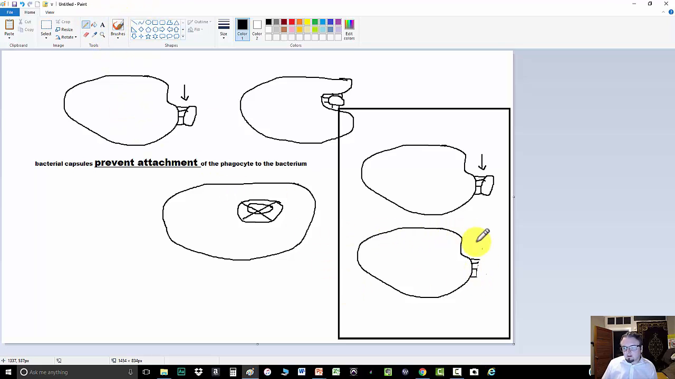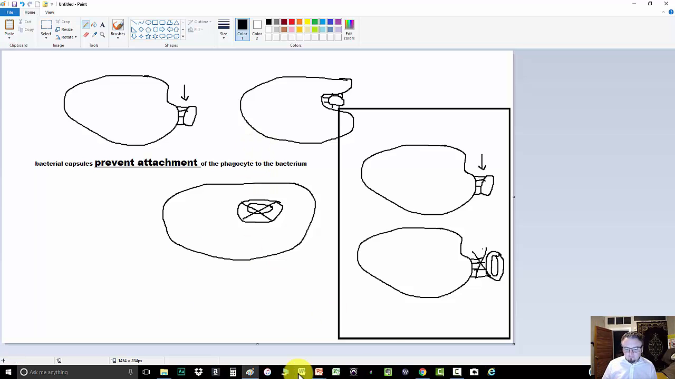Here's the bacteria. The bacteria is now going to have a capsule around it. And so the ability of those attachment sites, they're actually called receptors, the ability of them to actually grab a hold is no longer good enough to make that grip and that attachment.